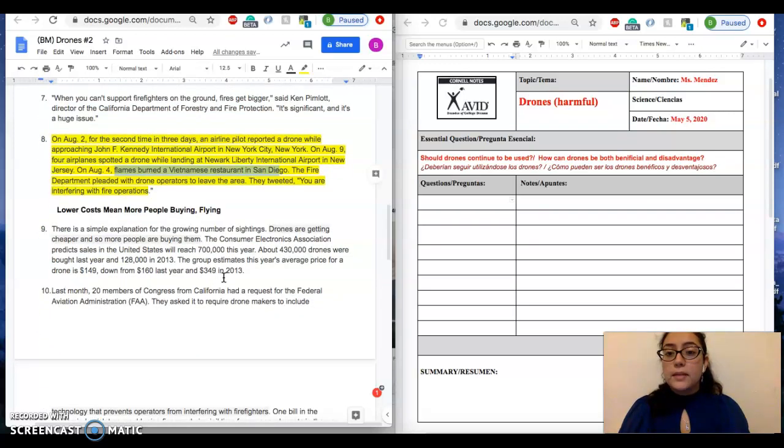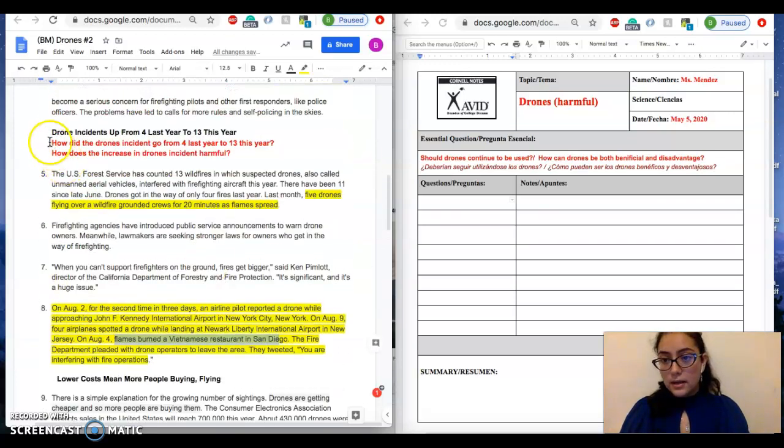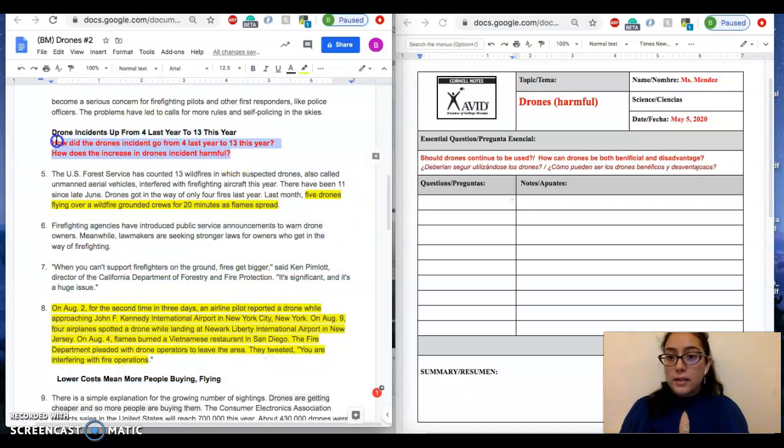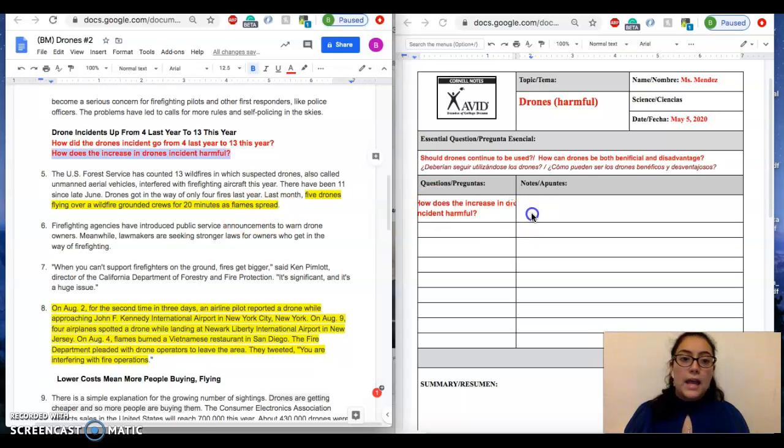Alright, so I'm going to quickly go. This is one that I did already for you. Before I run out of time, it's the same process as yesterday. Copy and paste the question that you want to have, and then in your notes, answer that question. So how is the increase in drone incidents harmful? Well, first of all, I just explained why it's harmful: time cannot be wasted in putting out fires.